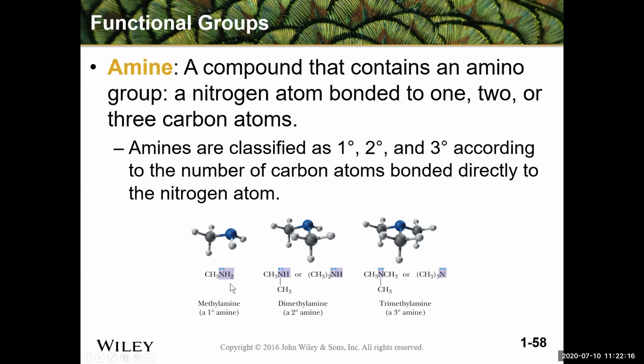simplest amines is methylamine. So here's the condensed structural formula. We usually don't write the lone pairs, but remember the nitrogen atom has 1 lone pair. And so this is an example of a primary amine, because in a primary amine, the nitrogen atom of the amine functional group forms a single bond with only 1 carbon atom. So that's why it's called a primary amine.